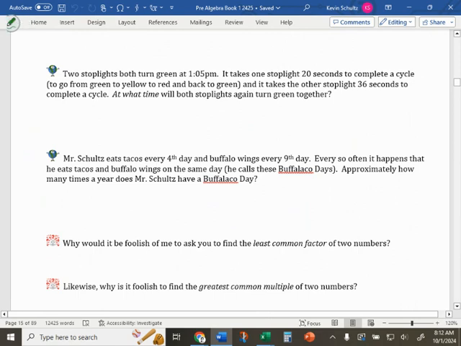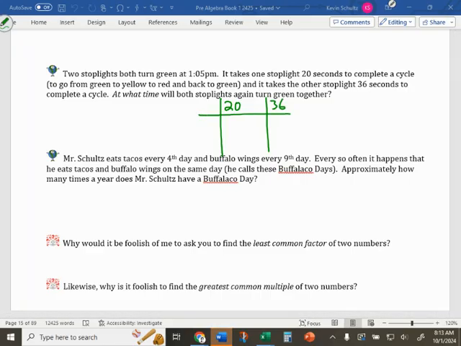Okay, so for this one, if you wanted the listing method, you could. I'm going to do the table method, just because we haven't really practiced that much today. So you got your 20, you got your 36. And what can you take out of 20 and 36? Get us started, Layla. 2. They're both even, so you can start with that. Divide by 2, divide by 2. That gives you 10 and 18.